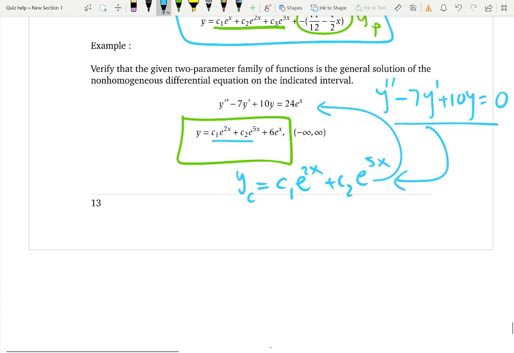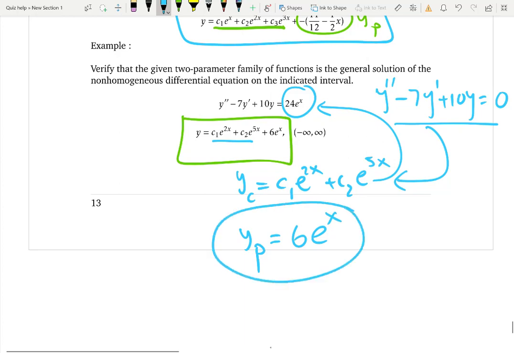We just look at this and identify, because that is the solution part that has arbitrary constants. Now using 24 e to the x, they have found the particular solution. What is the particular solution? 6 e to the x, because 6 e to the x doesn't have arbitrary constants. So we find y sub c, we find y sub p, and then we sum them to get that final solution of the non-homogeneous differential equation. Okay, so that's it. That is how you solve a non-homogeneous differential equation.